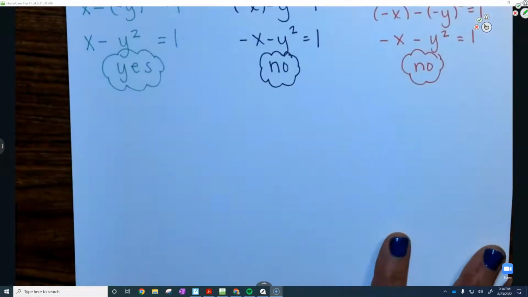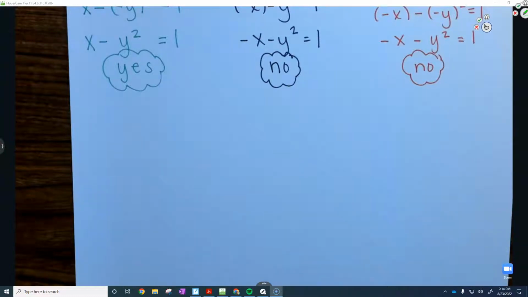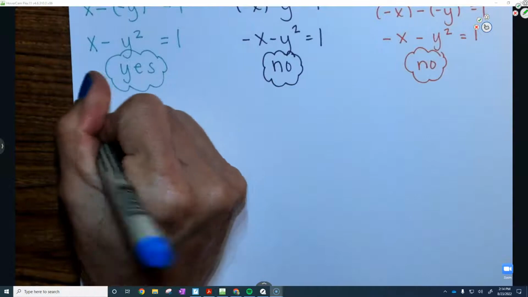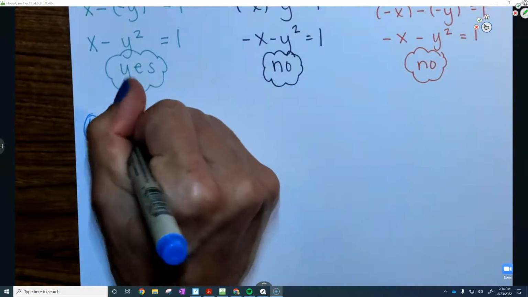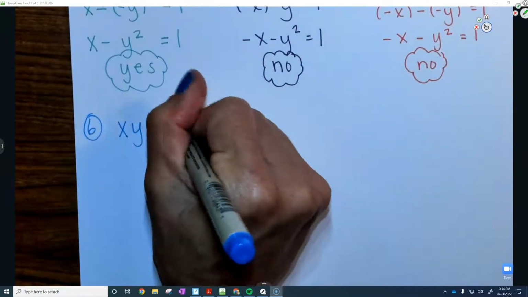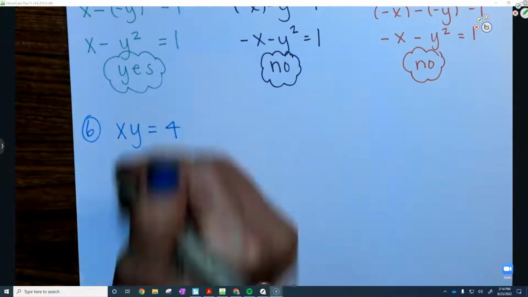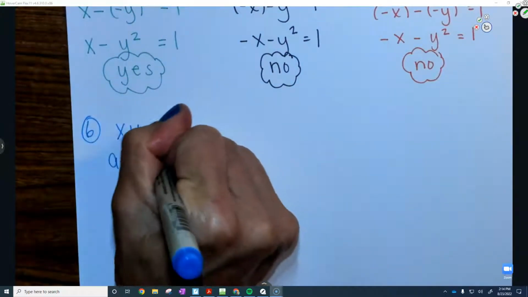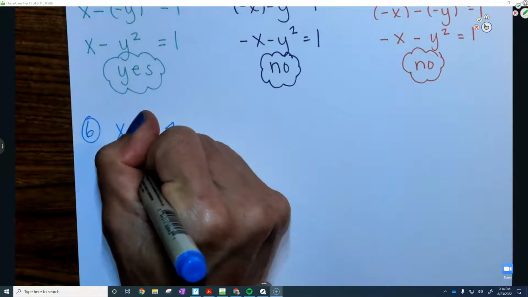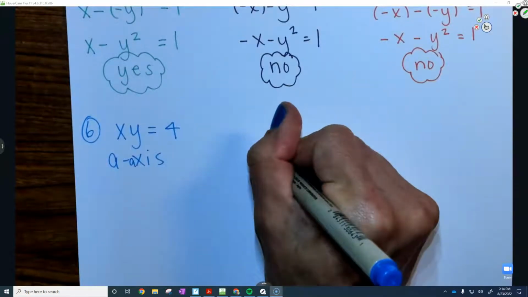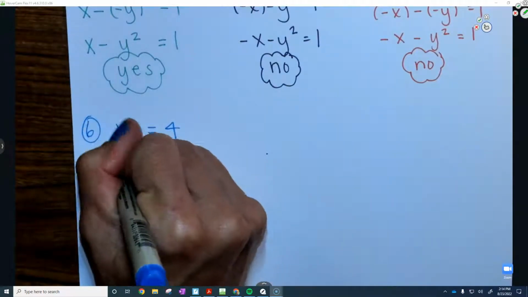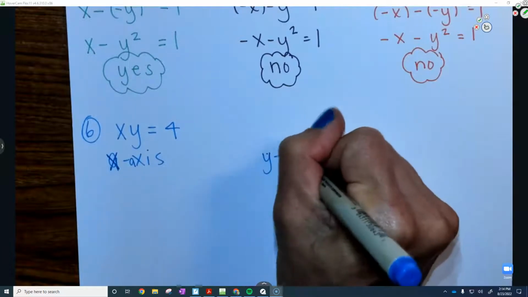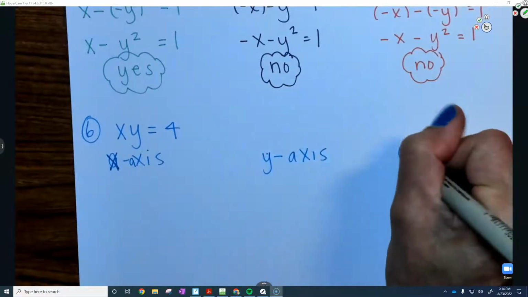All right, let's take a look at number 6. Number 6 is xy equals 4. And again, we're going to see what happens around the x-axis, the y-axis, and of course the origin.